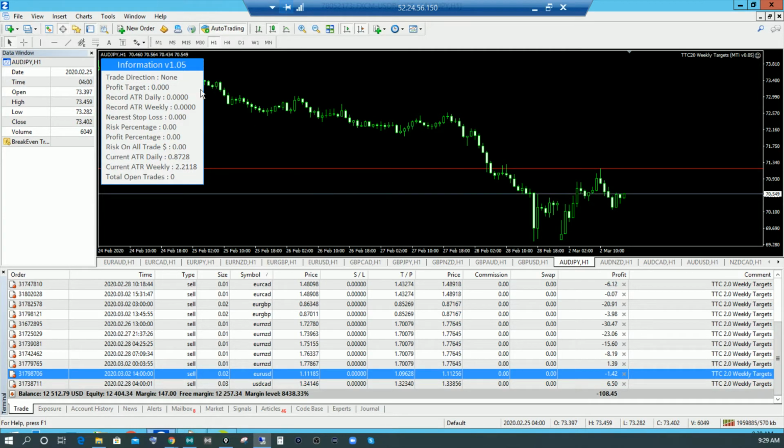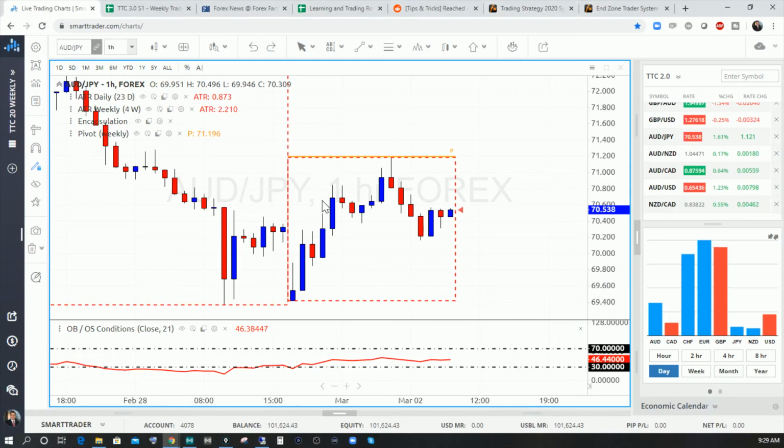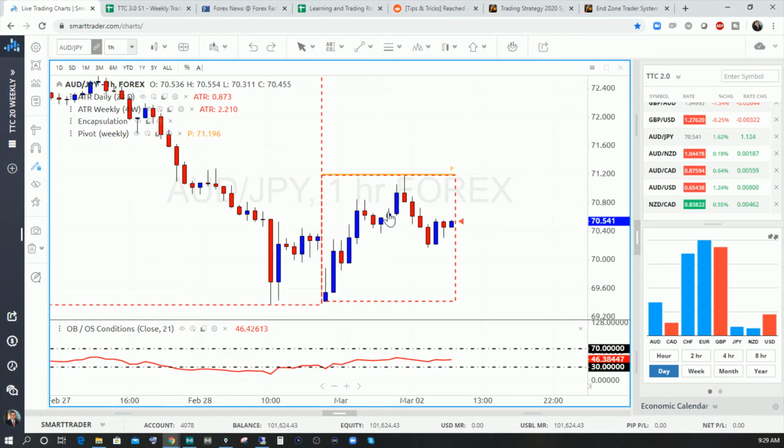Our target for this week is 71.19.6. So look at that. The high is also an unhit target. Believe it or not, it's an unhit target. Right? It came 0.06 away from that target right here. So I'm going to go ahead and call this an unhit target but a low probability.